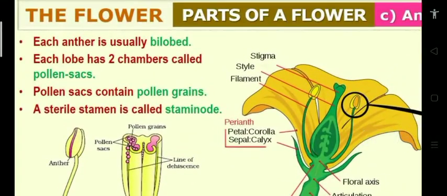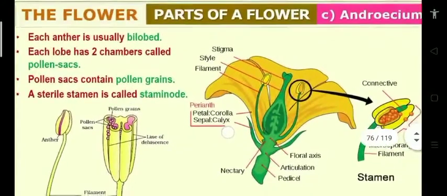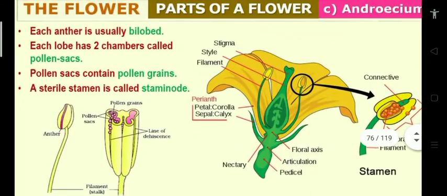Sterile stamens are called staminode. So this is the androecium, the structure of the stamen. If it is a theory question, draw the diagram of a typical stamen. The diagram is shown below, and you have to draw it.